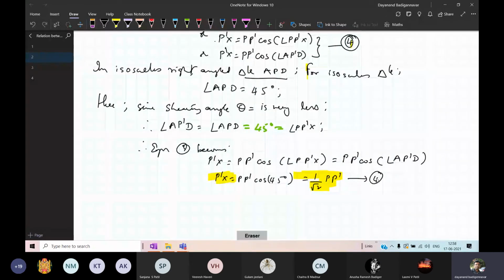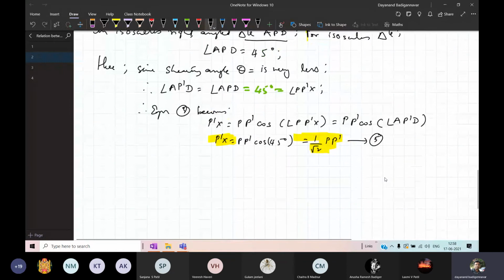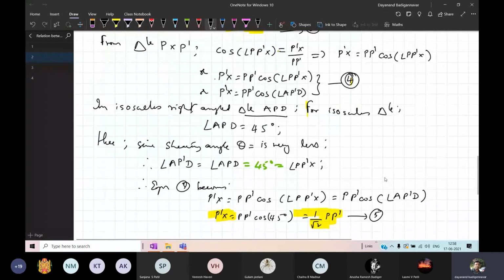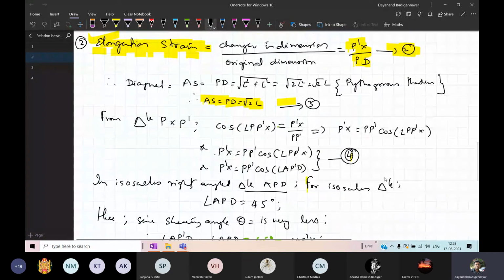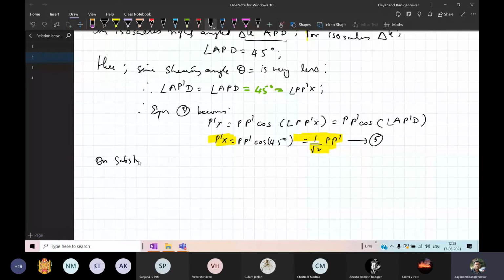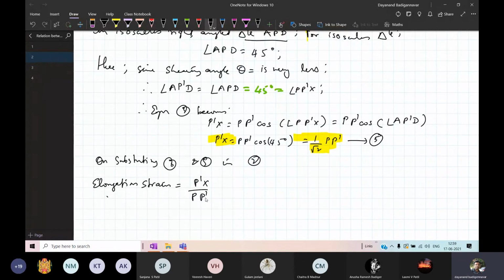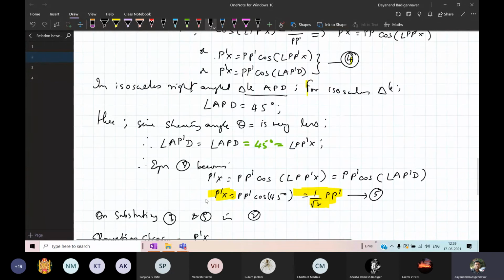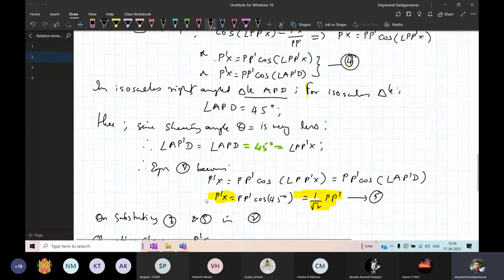Now you substitute these values in equation number 2. Which equation numbers? That is 3 and 5. Substituting 3 and 5 in equation 2, that is nothing but the elongation strain. Elongation strain is equal to P dash X divided by PD.